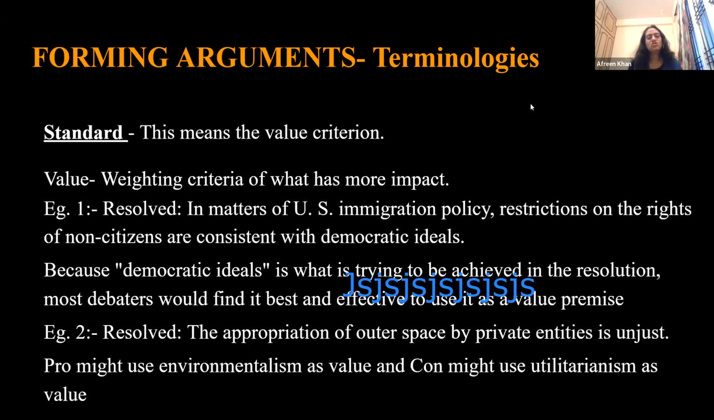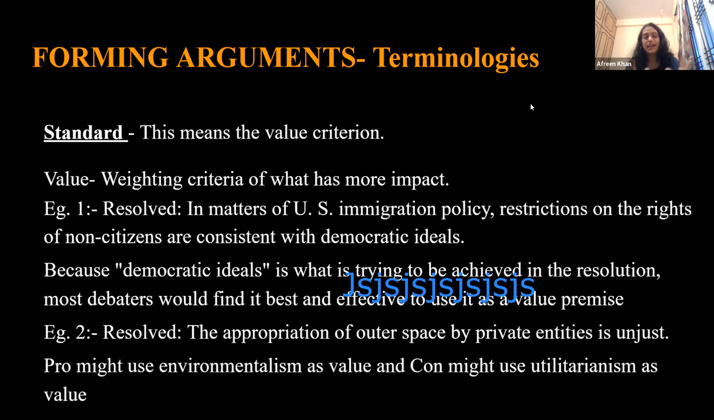So you're supposed to make sure that the burden is being fulfilled. Okay, now I'll give you an easy example. I think one of you actually said the earth is getting colder. So let's say that the motion is that appropriation of outer space by private entities is unjust. Now, appropriation could look like sending satellites, sending research, or a team which could go ahead and extract material or resources from space, and so on and so forth.